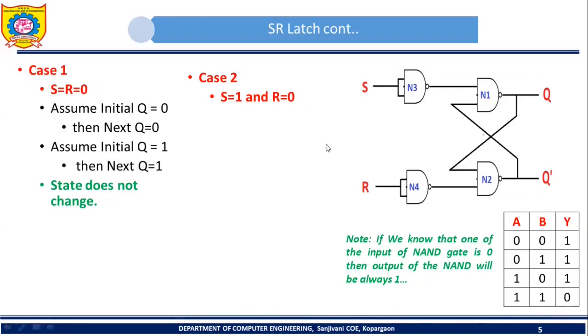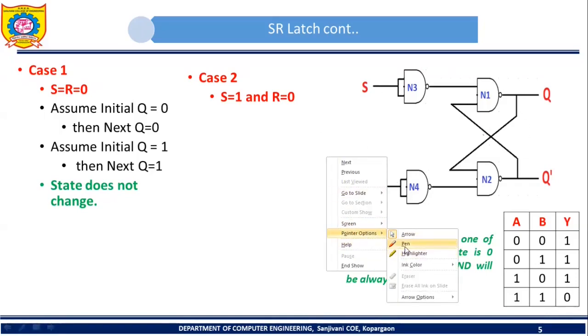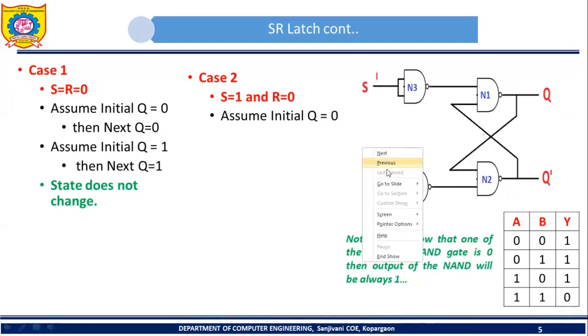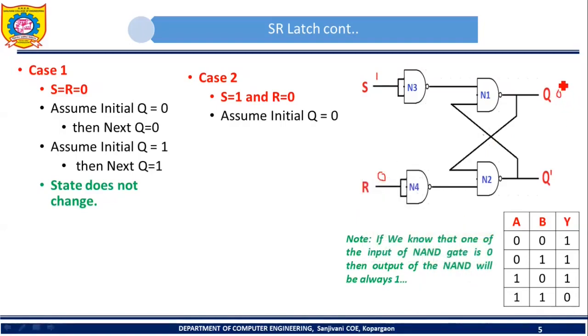So if I apply this input, then what change is going to happen in the SR latch? How is this SR latch going to work? Let's see. Here S is 1 and R is 0. Again we will make one assumption regarding the value of Q. Assume that initial Q is 0. So now we want to predict the new value of Q.